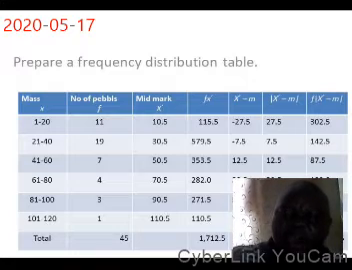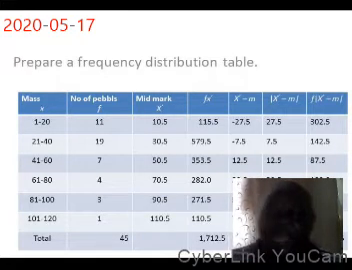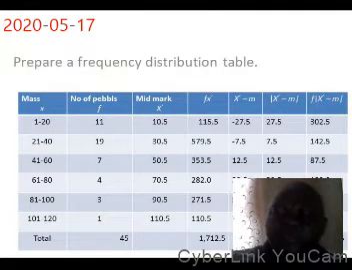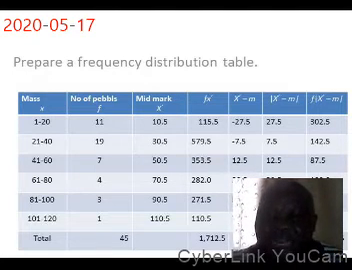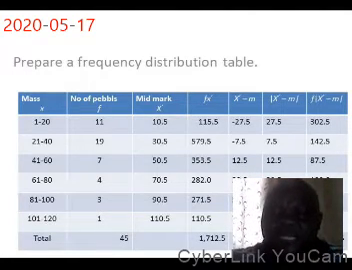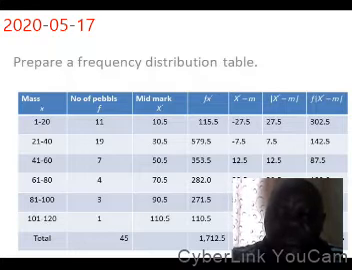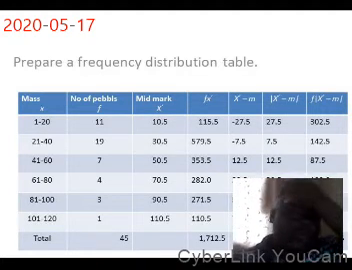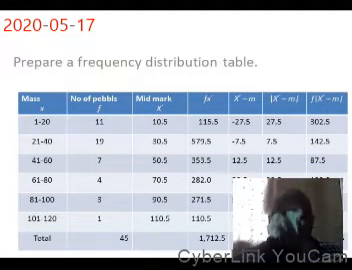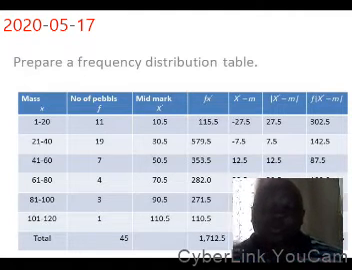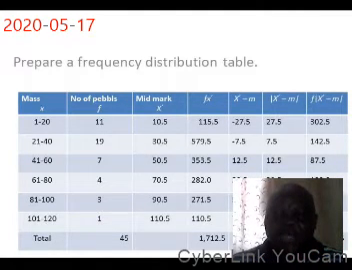21 plus 40 divided by 2, 30.5. 41 plus 60 divided by 2, 50.5. 61 plus 80 divided by 2, 70.5. Anyhow you want to do it, you are free. Now, we go as usual.